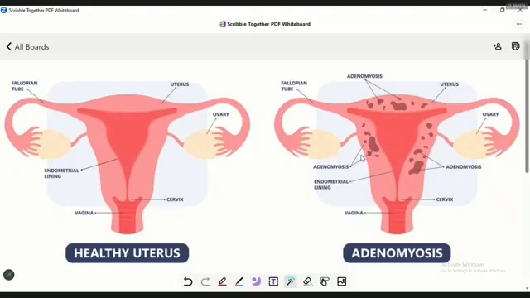Now, usually, this condition affects females within the age bracket of 40s to 50s. But we are seeing today that it's affecting younger people. Like many health issues, the age bracket has been reducing. So now you have even teenagers suffering with this condition. Something that was predominantly people in their 40s and 50s, now you have teenagers suffering with it.